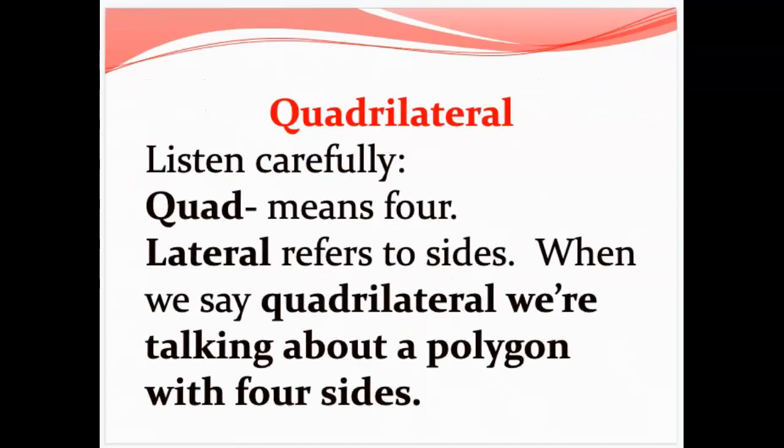Listen carefully. Quad means four, and lateral refers to the sides. So when we say quadrilateral, we're talking about a polygon with four sides. Let's say that one more time. Quadrilateral. That's a big word. We might be thinking about a rectangle or a square. Those are both shapes with four sides, and those are both different types of quadrilaterals.